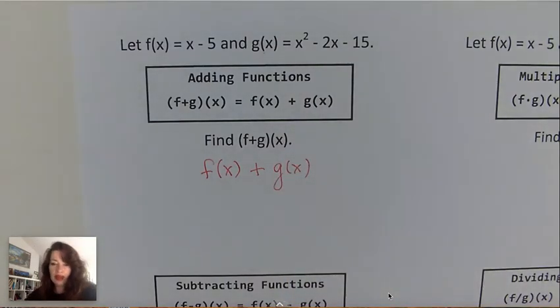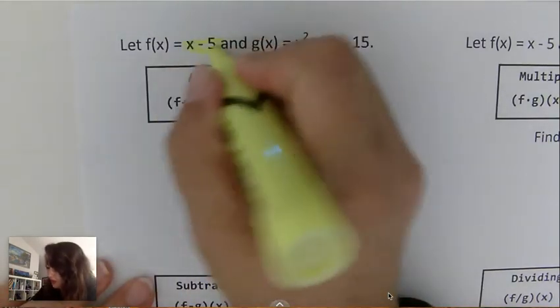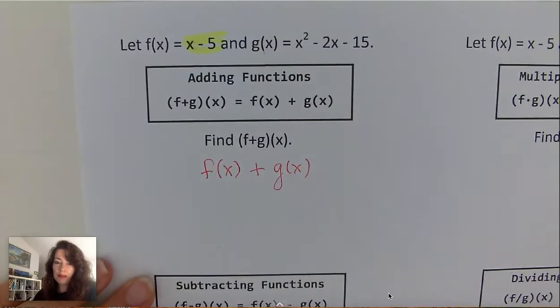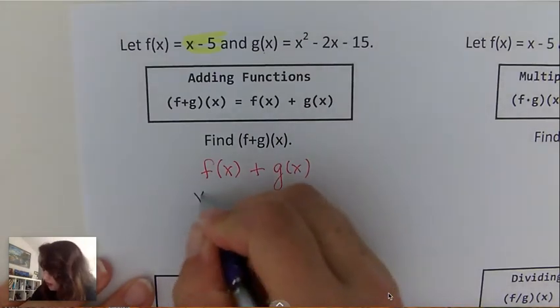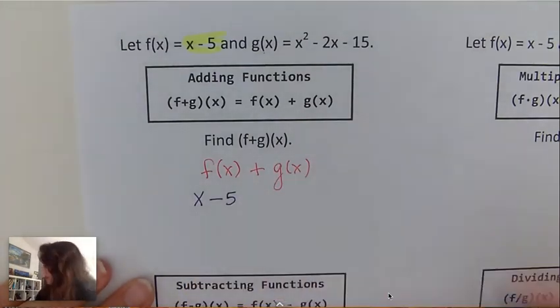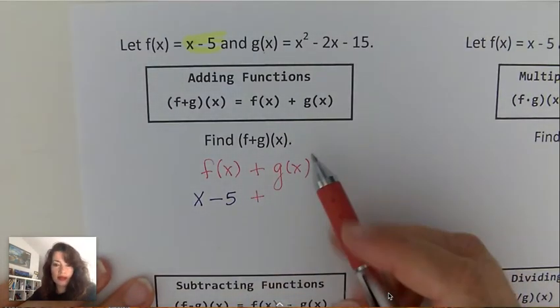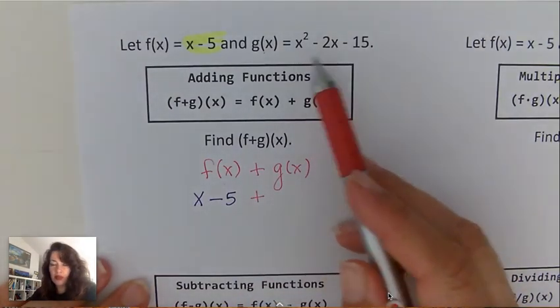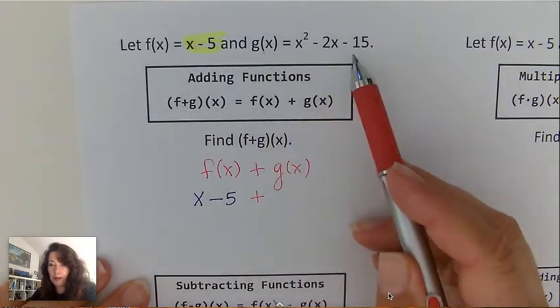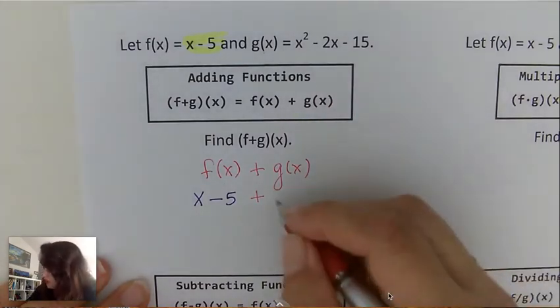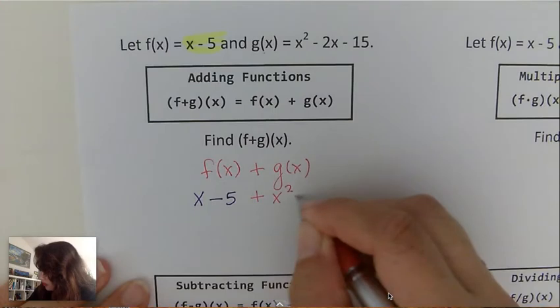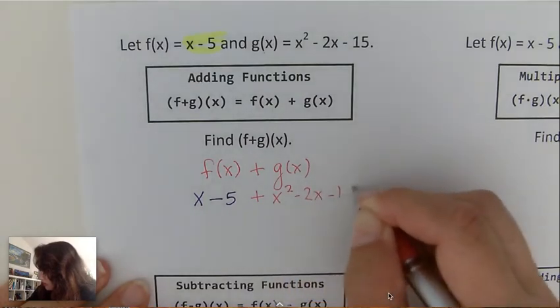Well, what is f of x? Well, if you look at our function, f of x is just x minus 5. So I can substitute x minus 5 right here for f of x, plus g of x. What is g of x? X squared minus 2x minus 15. So I'm going to rewrite it here. X squared minus 2x minus 15.